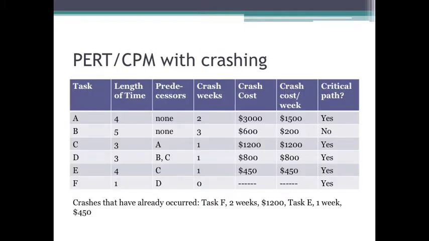Now, you'll note, here's what our project looks like now. We've crashed F 2 weeks, and that cost us a total of $1,200. We've crashed E 1 week, and that cost us $450. So the total here is $1,650 to crash it down to 11 weeks. That said, we saved $2,200, didn't we? We saved $2,200 by reducing the time for this project by 2 weeks. So we did well overall. We got it done before the deadline.